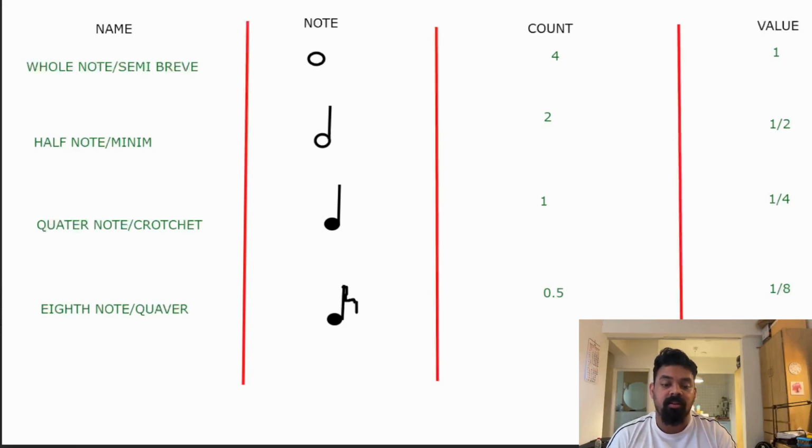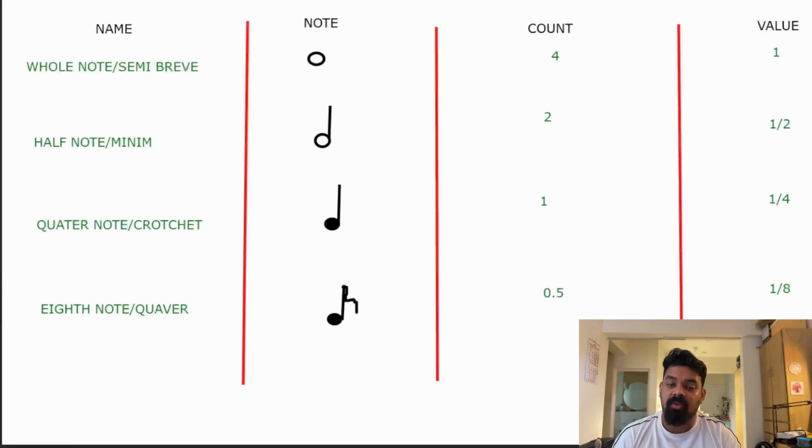The first note we are learning is a whole note or a semibreve. It looks like an oval and it has four counts. We'll be doing the values later on when we start learning the time signatures. For now, you can just note down the values and keep them. The second note we have is a half note or a minim. It is a whole note with a line going up from the side. It has two counts.